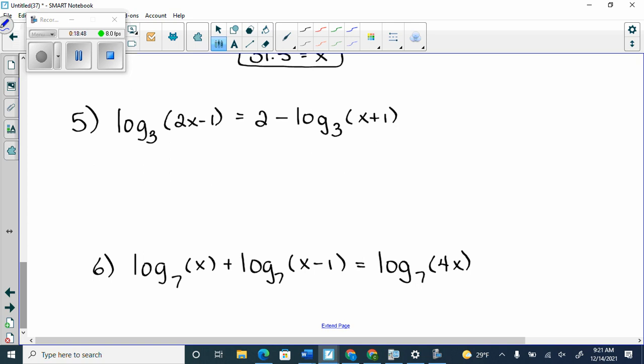Number 5, you can solve two different ways, and I'll show you both. When they're all logs, you can put them together on one side, put them together on the other side, and set what's beside your logs equal. Or you can move them all to one side, set it equal to 0, put them together, and convert to exponential. Okay? So try these two.